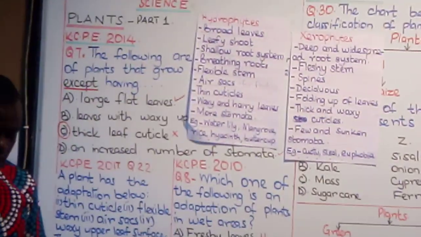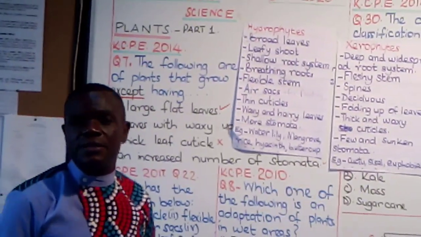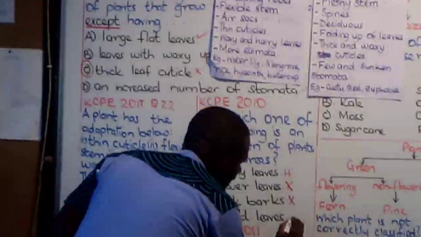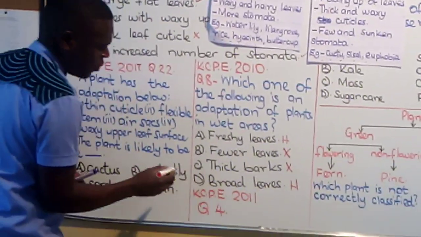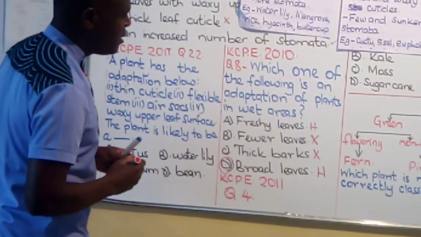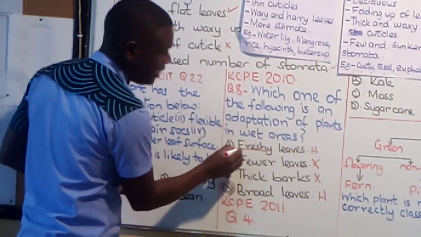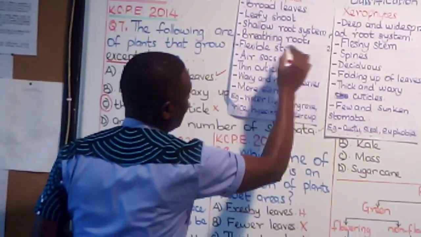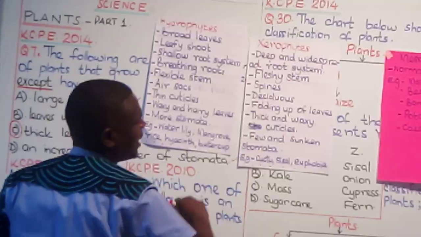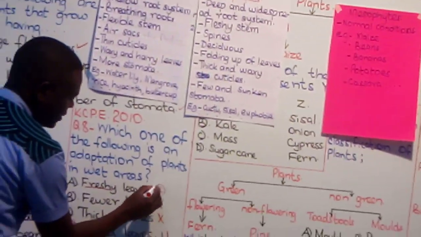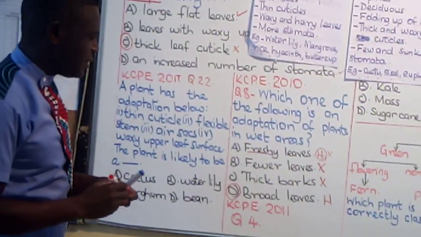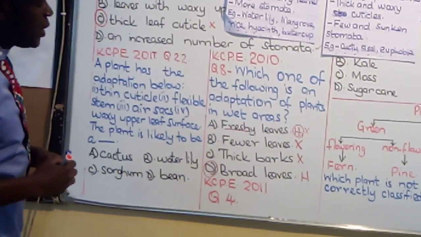Broad leaves? Yes. Joseph Kihiu, correct. Yes, it is a hydrophyte. So the most correct one is the hydrophyte, the broad leaves. Fleshy is neither a characteristic here, neither a hydrophyte, nor a xerophyte, nor even a mesophyte. So the answer remains as D, broad leaves.